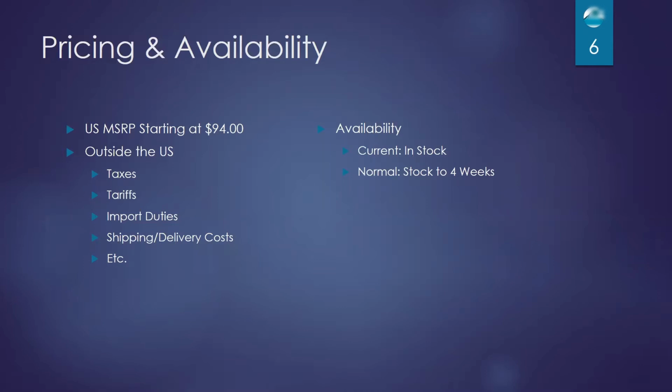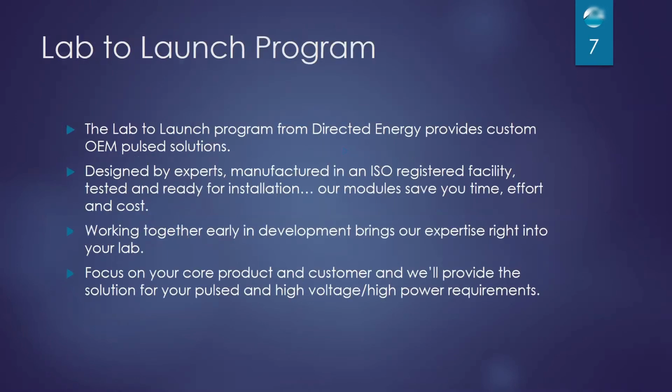I want to talk a little bit now about pricing and availability. We do have 7114-22-2s in stock, and they start at $94 a piece in evaluation quantities. Those are US prices. Obviously, there are conditions outside the United States that we don't have control over, so if you're outside the United States, the pricing that we publish here in the US might be a little bit different in your location. And like I said, they're in stock. Normally, they're a stock to 4-week product.